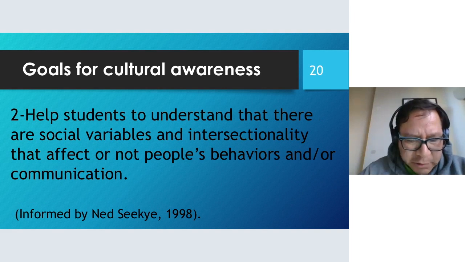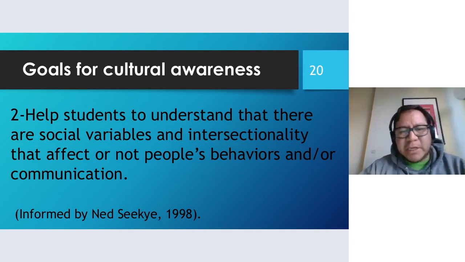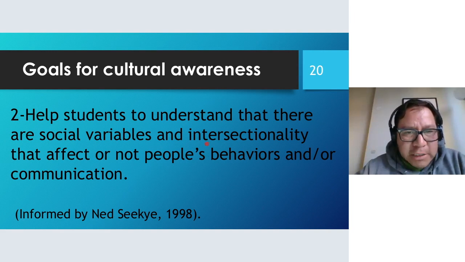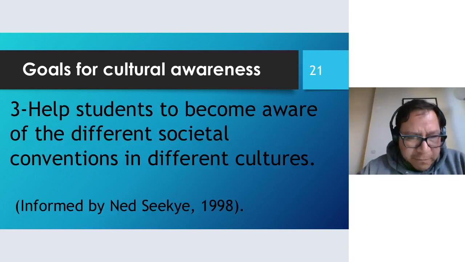Another goal is to help students to understand that there are social variables and intersectionality that affect people's behaviors and communication. And I want you to pay attention here to this word intersectionality, which is becoming trendy lately. The idea that race, gender, religion, values, everything affects our students' behavior, how they perceive things, or how they are treated in our classrooms or in their lives. And our goal as teacher educators is to help those students to understand where this is coming from.